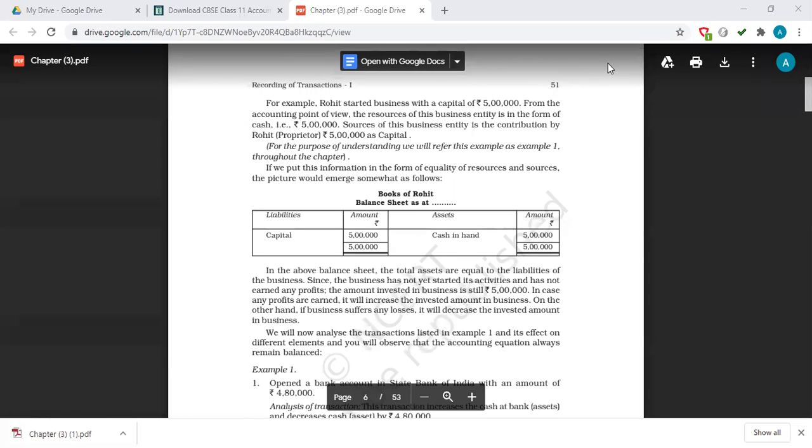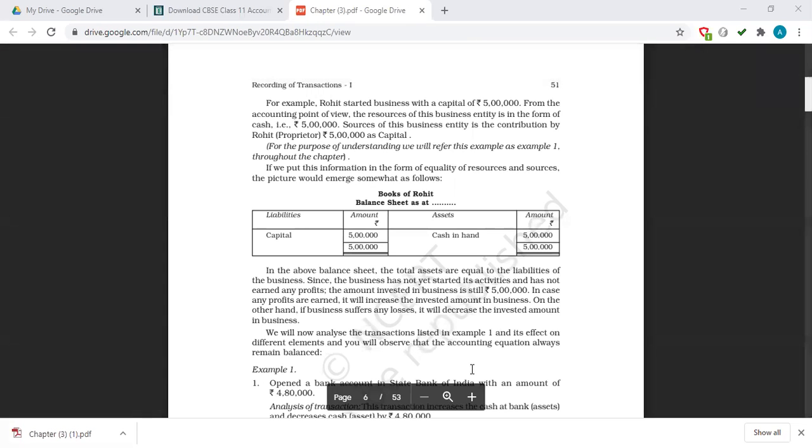In the above balance sheet, the total assets are equal to the liabilities of the business. Since the business has not yet started activities and has not earned any profits, the amount invested in the business is still 5 lakhs. In case of any profits earned, it will increase the invested amount in the business. On the other hand, if the business suffers any losses, it decreases the invested amount. We will now analyze the transactions listed in example 1, which break down different elements, and you will observe the accounting equation always holds.